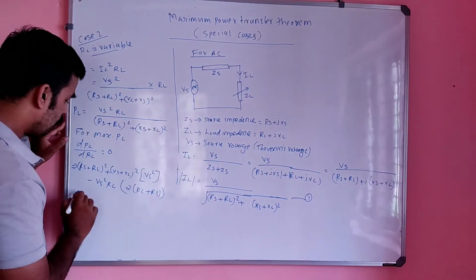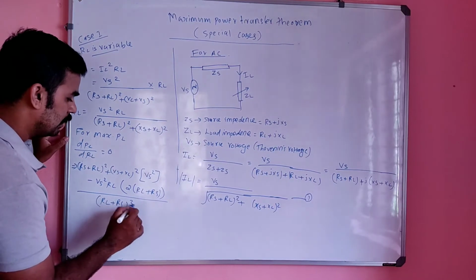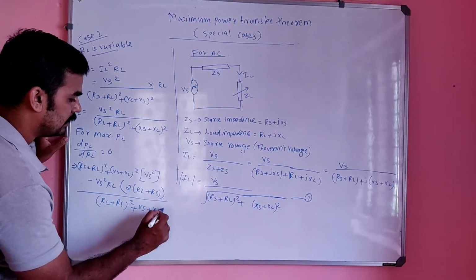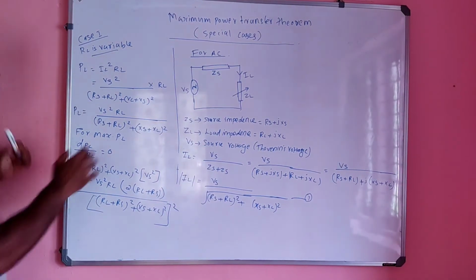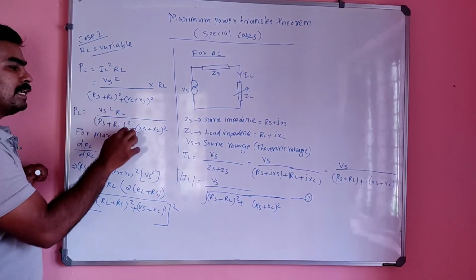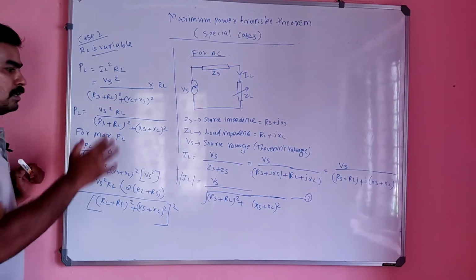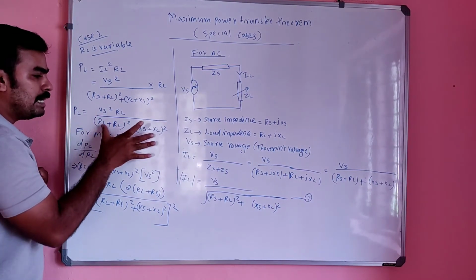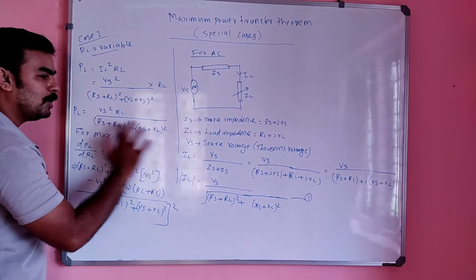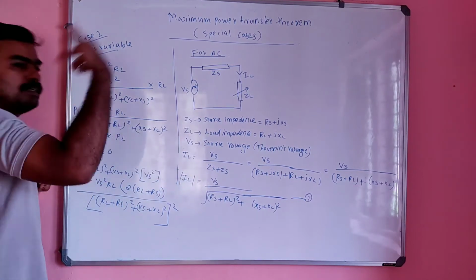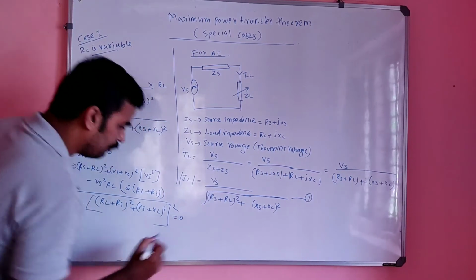Whole divided by denominator square. That means if both numerator and denominator contain the variable, the differentiation result will be denominator into d by dRL of numerator minus numerator into d by dRL of denominator, whole divided by denominator square. That is the equation, which is equal to 0.